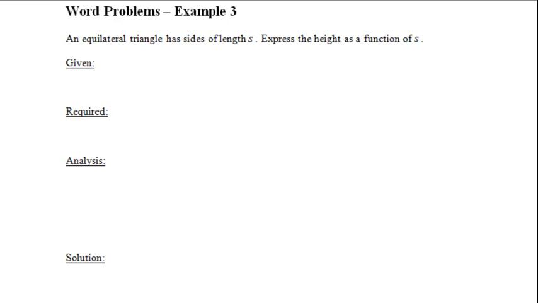So given in this question, we know that the length of all the sides of the triangle are going to be s because it's an equilateral triangle. When it says equilateral, it means that all sides are equal. So that's really all that we're given in the question. So we can move on to what we're required to find. And what we're required to find is h as a function of s, because it's expressed the height as a function of s. It's going to be h of s because s is going to be your variable.